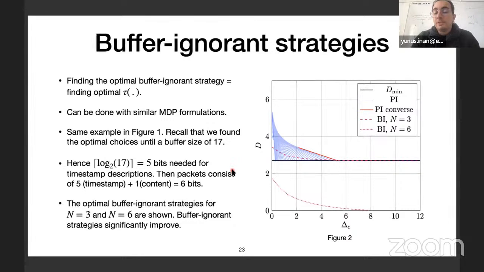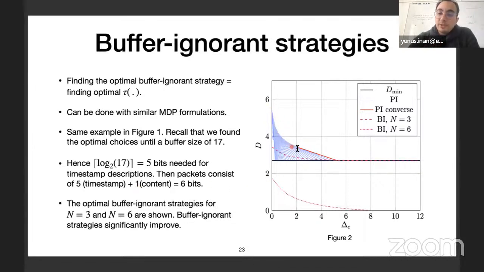And this problem can be solved with similar MDP formulations. One can also show that, again, we need finite lengths, as in the previous part, so we can resort to finite state methods, such as policy iteration, etc. And then we obtain curves for the optimal buffer ignorant strategies. So let us compare with the previous naive example. Again, this curve corresponds to the same example we have seen in the previous slides. We have the same setting. And recall that for the previous naive strategies, we could only calculate within a buffer size of 17, right? So in terms of bits, this will correspond to 6-bit packets, which contain 5 bits of timestamp description, because log 17 is approximately 5, plus 1 bit for the content.